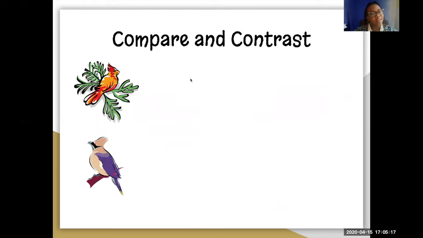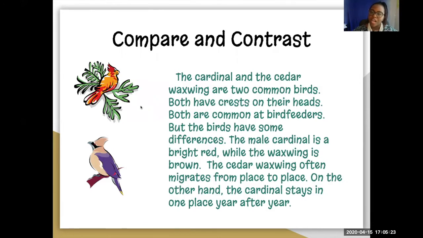Then we had compare and contrast. I'm going to compare and contrast these two birds. The cardinal and the cedar waxwing are two common birds. Both have crests on their heads. Both are common at bird feeders, but the birds have some differences. The male cardinal is a bright red while the waxwing is brown. The cedar waxwing often migrates from place to place. On the other hand, the cardinal stays in one place year after year.